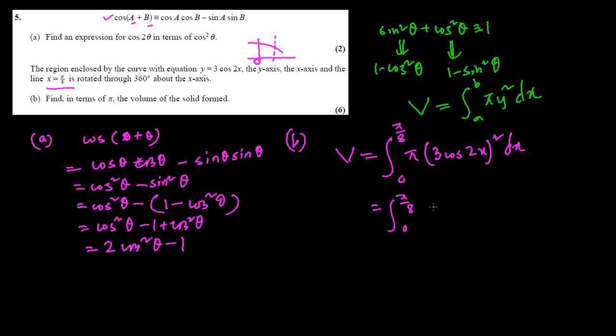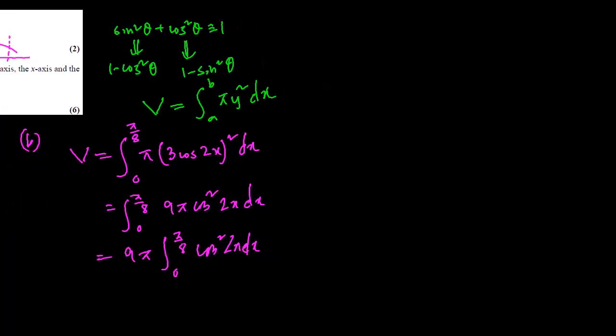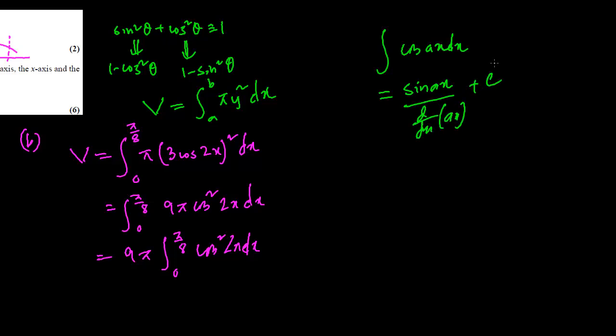So 3 squared is 9, so we get 9 pi, and cos 2x whole squared is cos squared 2x dx. Let's bring the constant 9 pi outside the integral and start our integration. So 0 to pi by 8 cos squared 2x. Now we cannot integrate this. We can only integrate if it is in the format of cos ax. So the integration is sine ax divided by the derivative of ax, plus c.